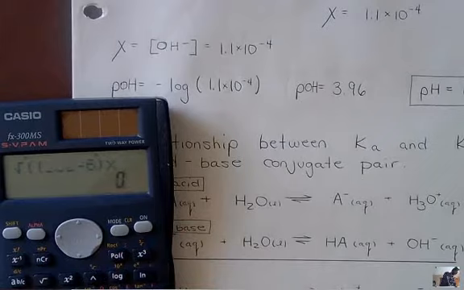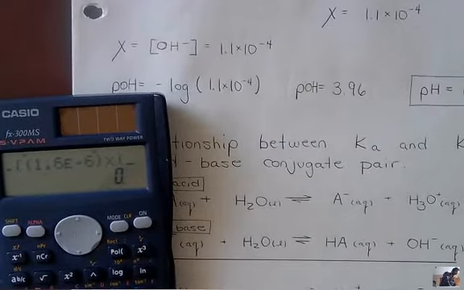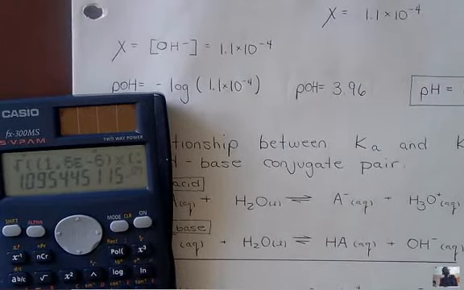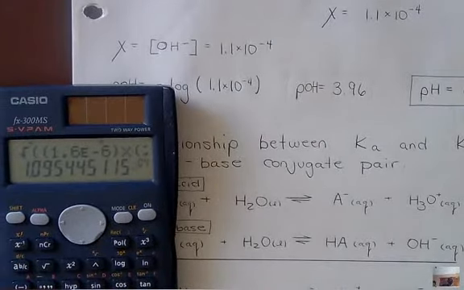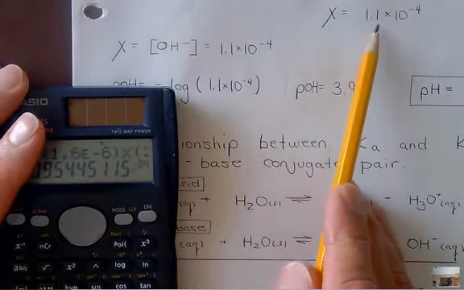This was 1.6 e minus 6, close that guy, times, open parentheses, 0.0075, close the parentheses, close the second parentheses, hit equals. Okay, let's see if I got the same number. I got 1.095, which rounds to 1.1, which is what I did here in the notes, times 10 to the minus 4th. So that's the value of x.